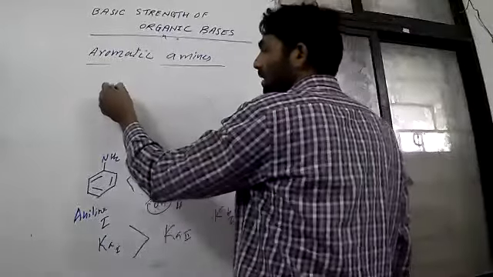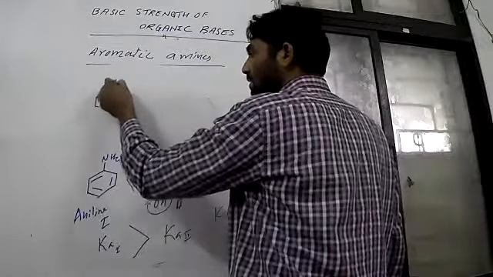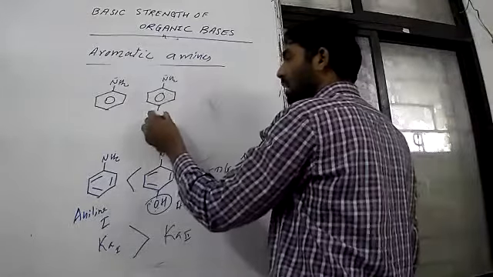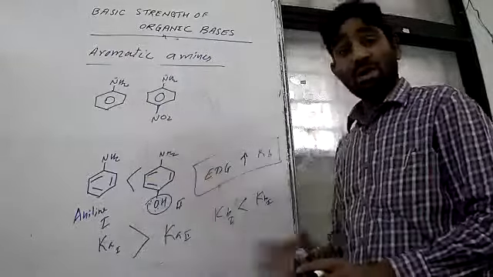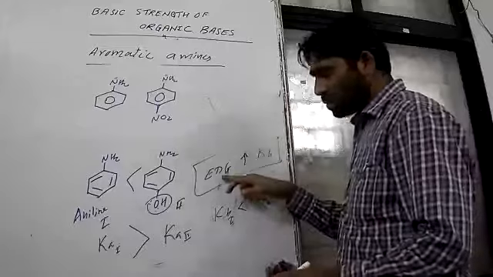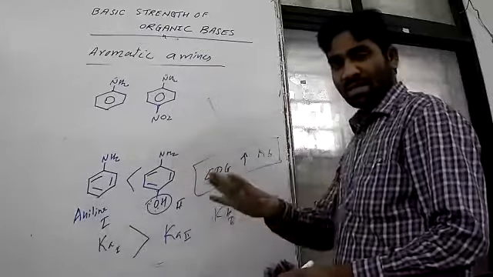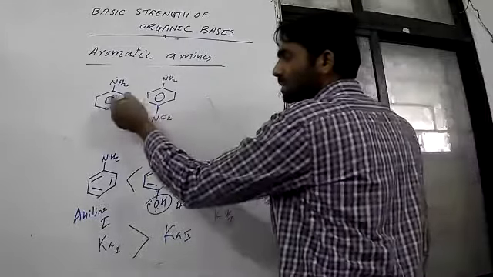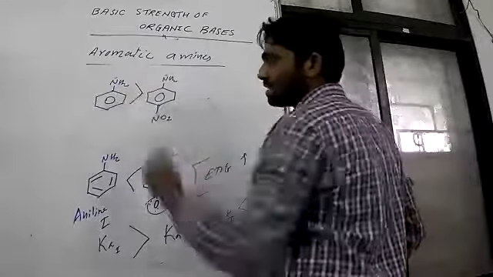One more example we will go for. If I take aniline, which is a base, and para-nitroaniline, which is the strong base? Nitro is a very strong electron withdrawing group. A withdrawing group withdraws electrons and decreases the basic power. So this is the strong base, and this is the weak base.